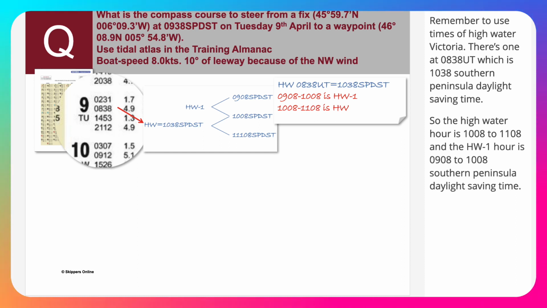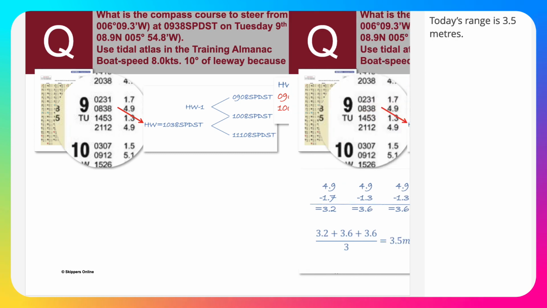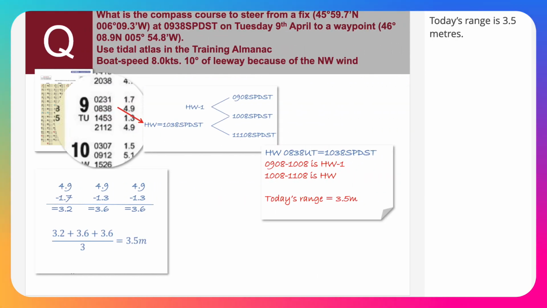Remember to use times of high water Victoria. There's one at 0838 UT, which is 10:38 Southern Peninsula Daylight Saving Time. So the high water hour is 10:08 to 11:08, and the high water -1 hour is 09:08 to 10:08 Southern Peninsula Daylight Saving Time. Today's range is 3.5 meters.